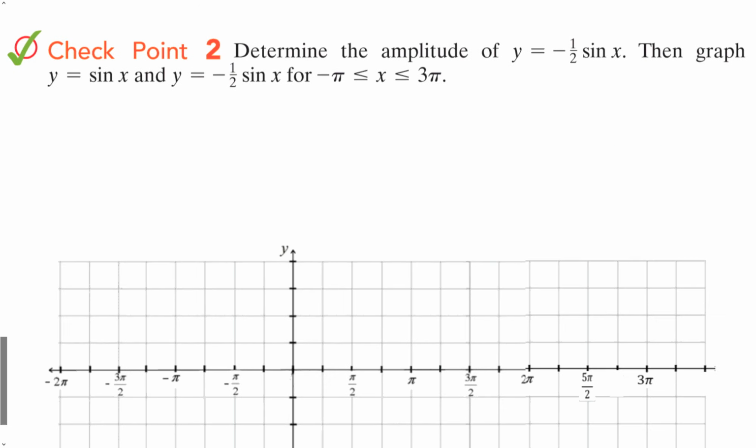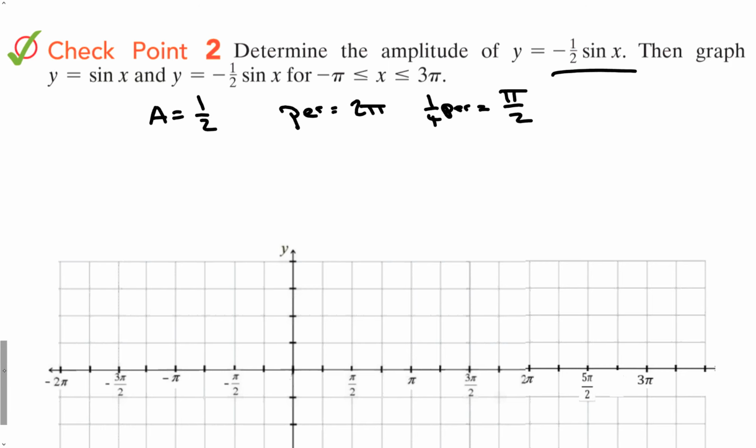Try our checkpoint problem. Same problem as we had before, 1/2, but now it's a negative in the front. So again, my amplitude is 1/2. Amplitude is always positive. By definition, the amplitude is the absolute value of whatever the A is. So amplitude is 1/2. The period, we'll get to that formula on the next page. For now, it's just 2 pi. Quarter period is 2 pi divided by 4, pi over 2. Again, that will change in a second.